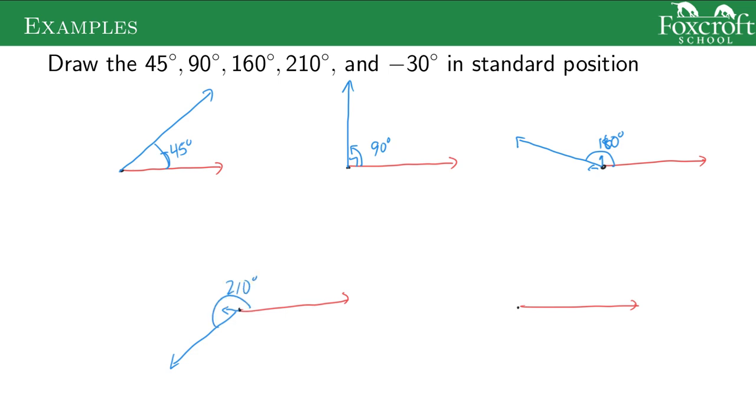The last one is 30 degrees, except there's a negative sign in front of it. The only difference with a negative sign is that instead of rotating counterclockwise, I'm going to rotate clockwise. So I go clockwise to a 30-degree angle, and that is negative 30 degrees. Another benefit of having our angles in standard position is that we can make sense of what a negative angle actually means. It just means we're rotating in the opposite direction.